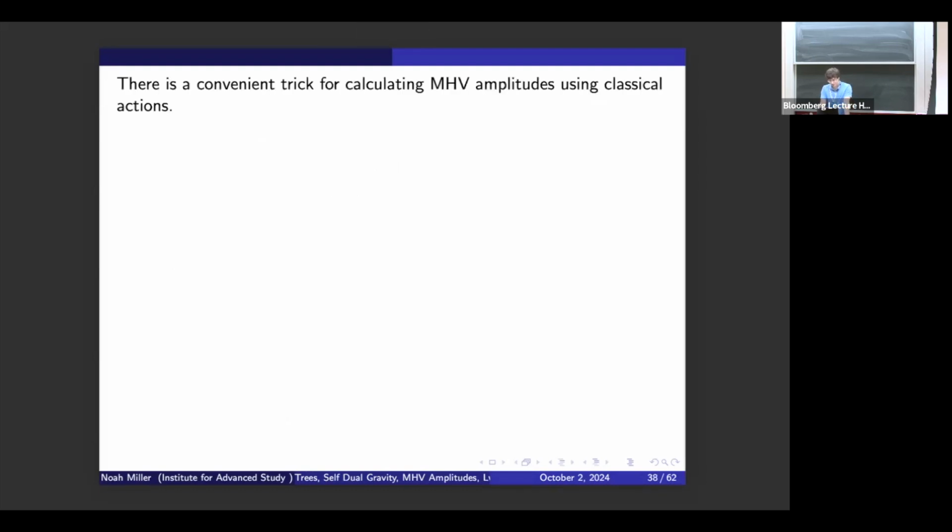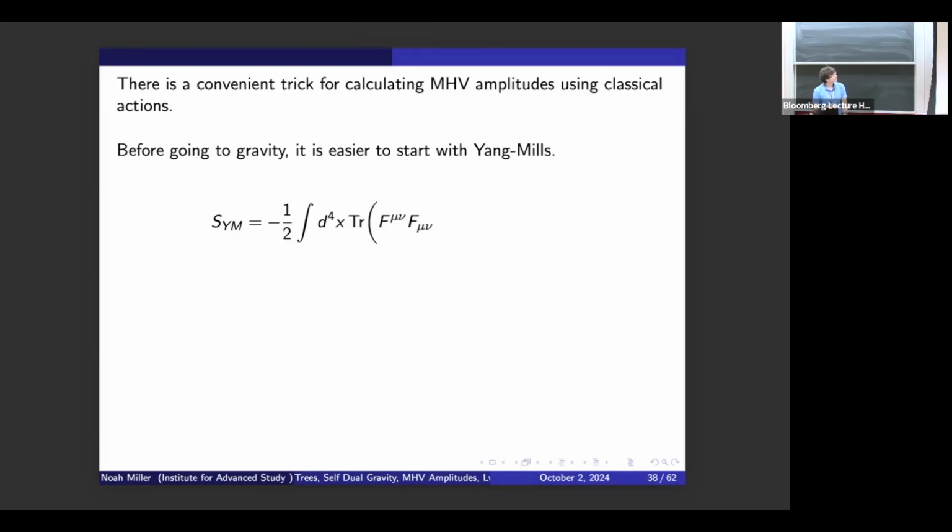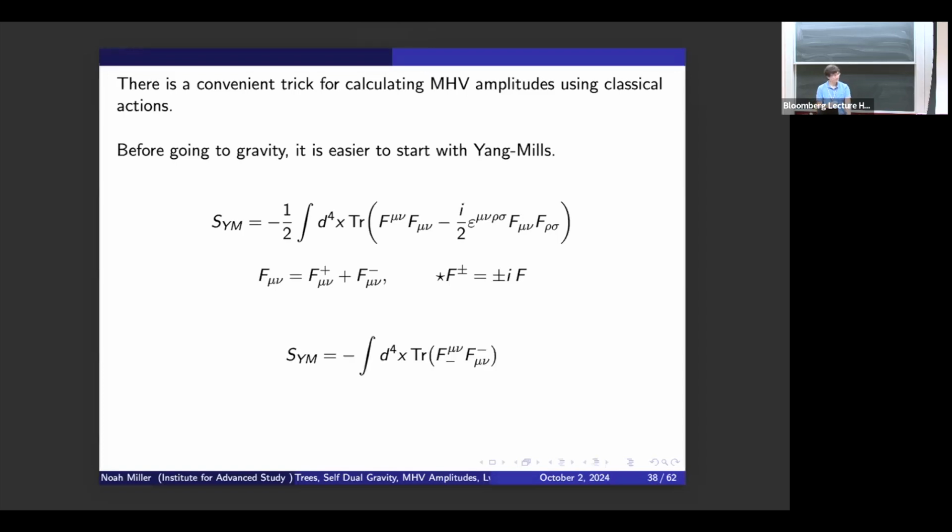Okay, so there's a convenient trick for calculating MHV amplitudes using classical actions. Before going to gravity, let me explain the basic strategy using Yang-Mills. Here's the standard Yang-Mills action. You can add a topological term that doesn't affect the scattering amplitudes. If you separate the curvature into self-dual and anti-self-dual parts, you can show that this only depends on the anti-self-dual part of the curvature. So on a self-dual background, the anti-self-dual part of the curvature is 0. This is the defining equation for self-dual Yang-Mills.